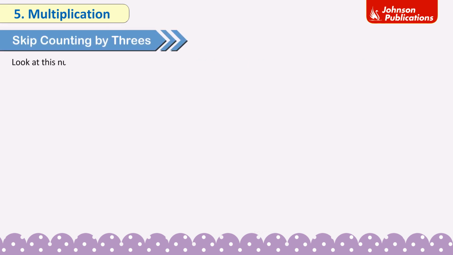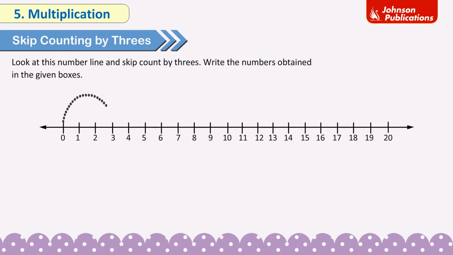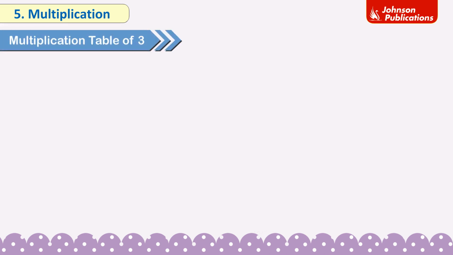Look at this number line and skip count by 3s. Write the numbers obtained in the given boxes. Multiplication table of 3. 3 times 1 equals 3. 3 times 2 equals 6. 3 times 3 equals 9.